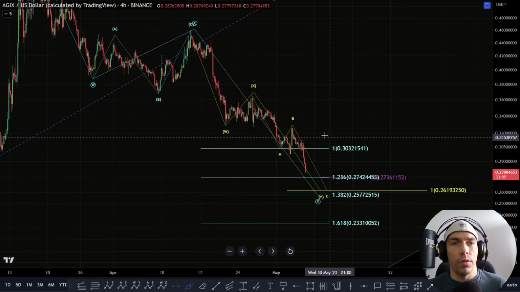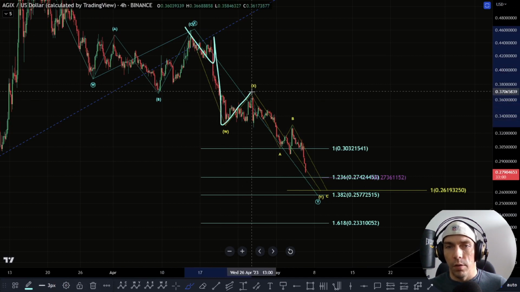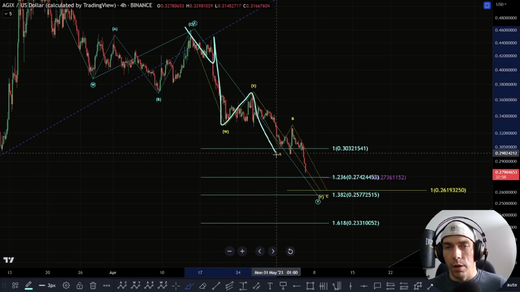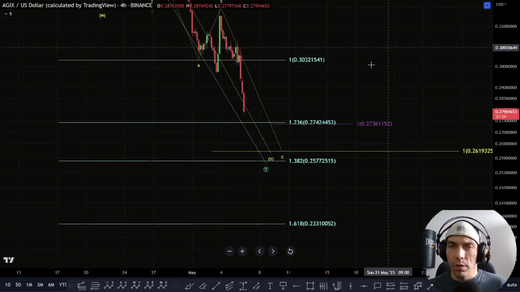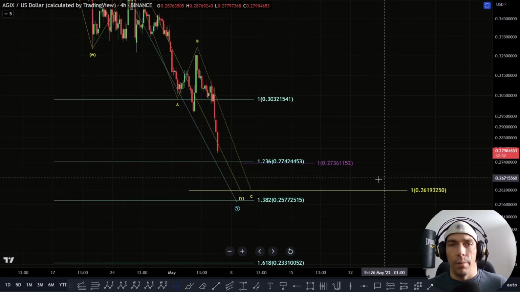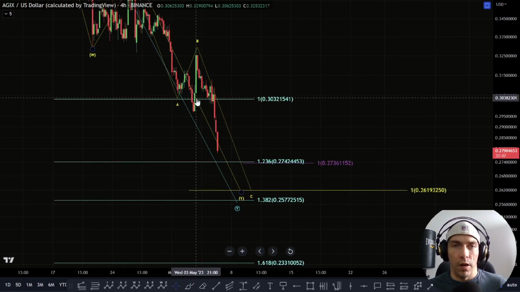What I'm looking for here, if this is the case where this is just a 3-wave move, and then we have this as a B wave to the upside, and then we have another A, B, and looking for that C wave, would be coming down towards this zone here of this 2619. So that would be 1-to-1 of this as an A wave.